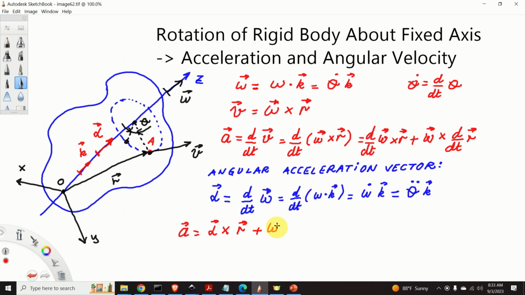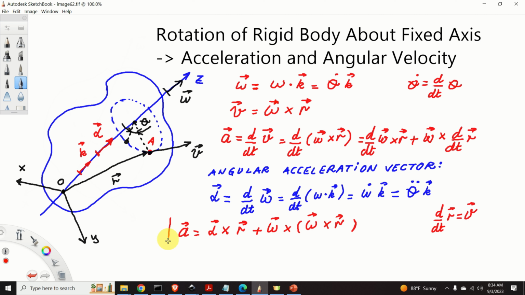We have omega cross what? Let's see what's happening over here. What is ddtr? ddtr is actually velocity. That's the velocity. And we derived the expression for velocity, and it's given over here. Consequently, instead of this term ddtr, we can simply write omega cross r.